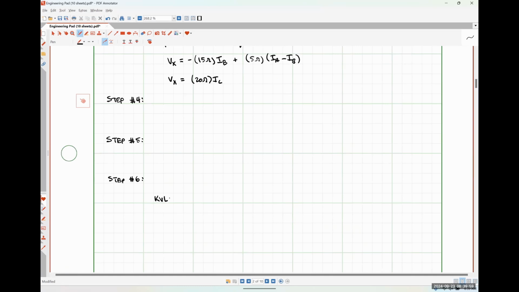So let's call step 6, write a KVL equation for all remaining meshes. And just to be super clear, just like on Friday, the equations that I'm about to write, we're going to wind up erasing because they're going to be broken. Okay, so just cool your jets for a minute. Okay, so KVL around mesh B.